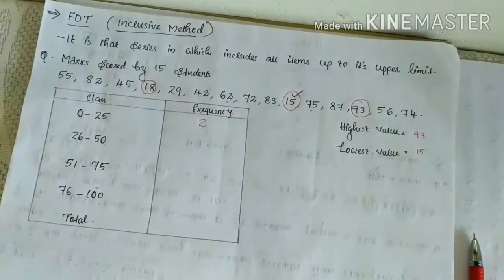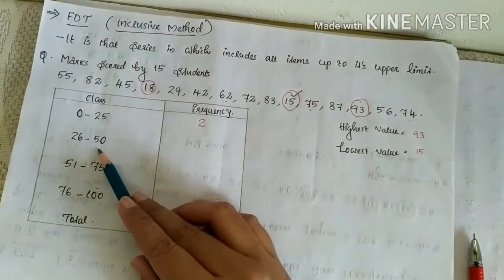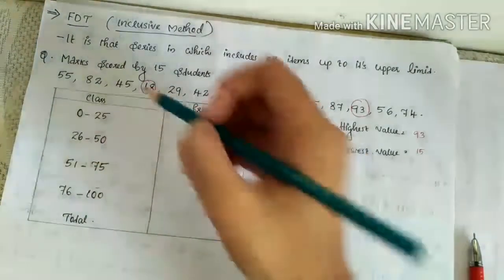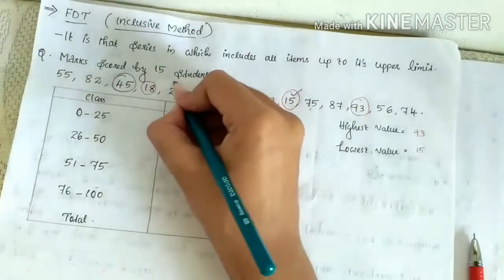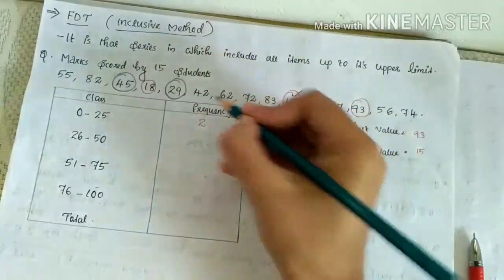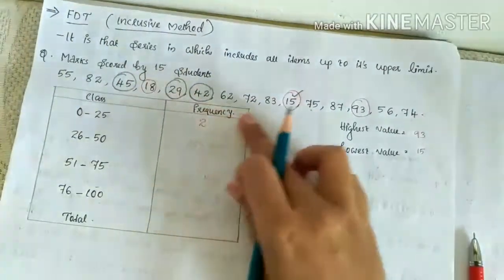And the second class, that is 26 to 50, what items are included? The first item is 45, the next item is 29, and the next item is 42.